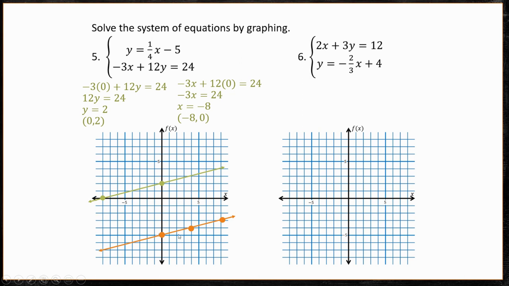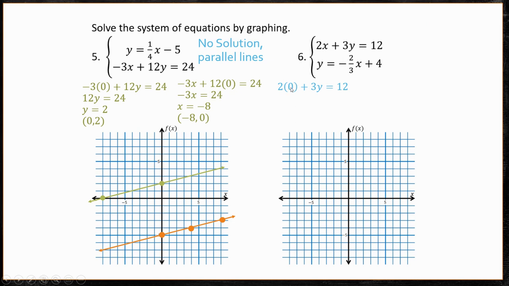So these lines are parallel. That means they'll never intersect. So there is no solution that would satisfy both of these equations. So that has no solution. We have parallel lines. Number 6, graphing the first one, I would find the x and y intercepts.